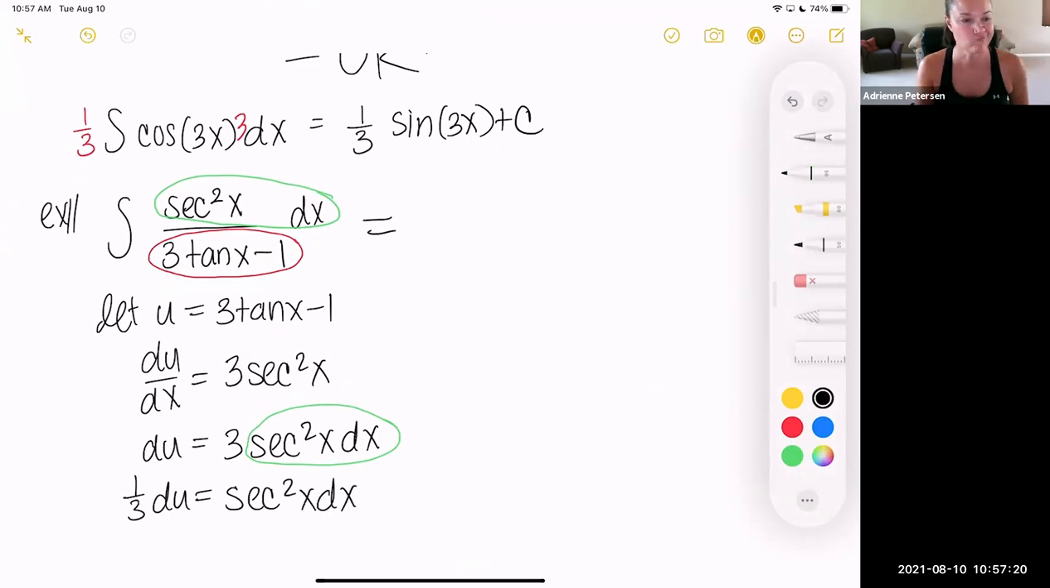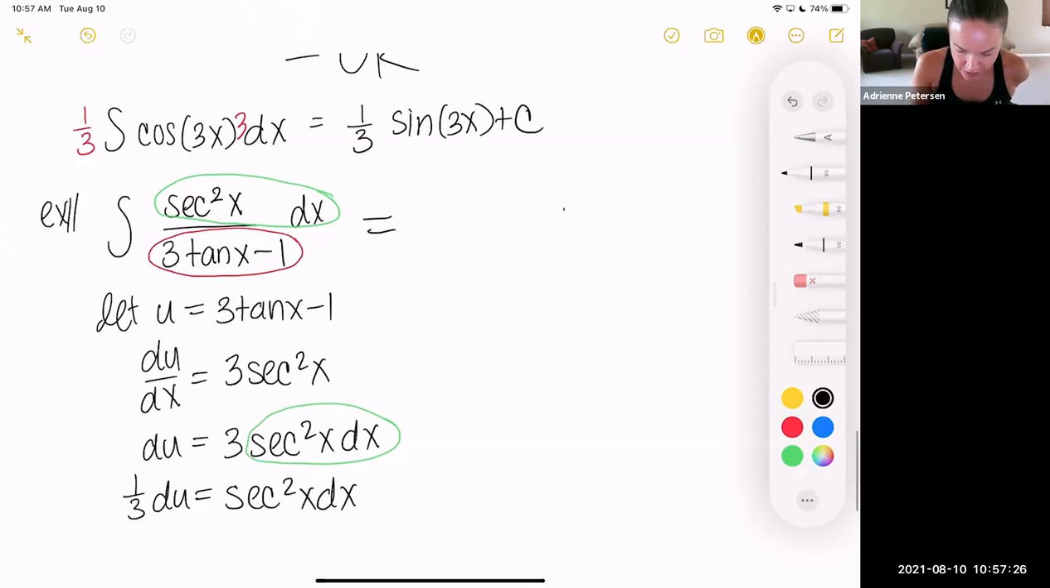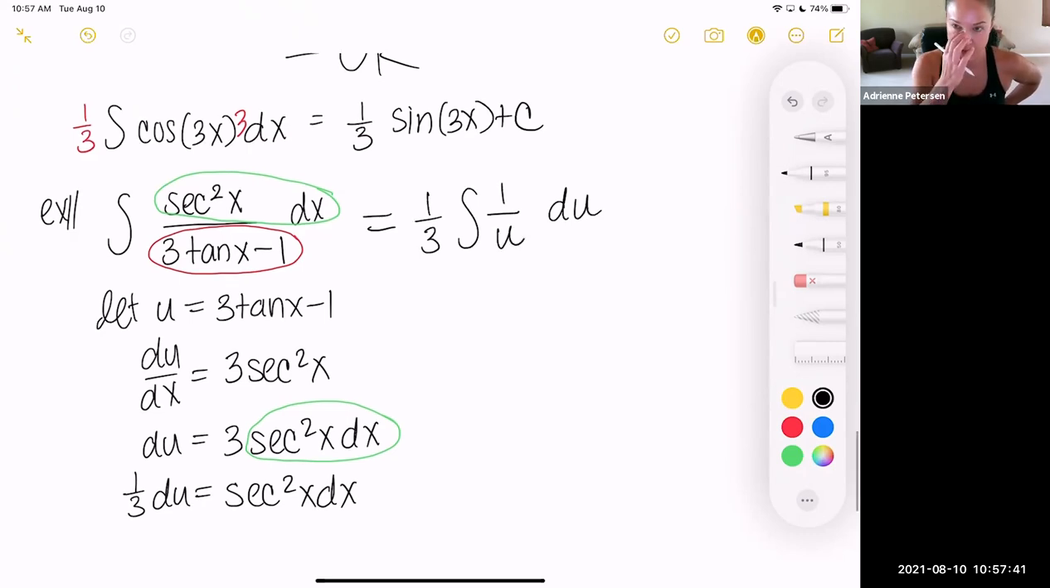Now we're ready to rock. So in the numerator, secant squared x dx, that is equal to 1/3 du. So what I'm going to do is, we know that's equal to 1/3 du. I'm going to go ahead and move that 1/3 outside of our integral. So I end up with 1 over 3 times tangent of x minus 1. We let that be u.